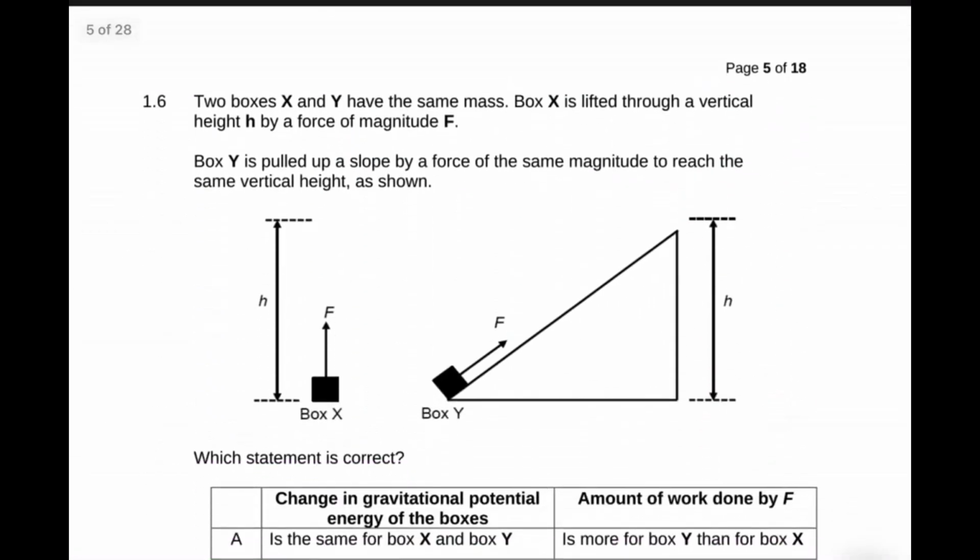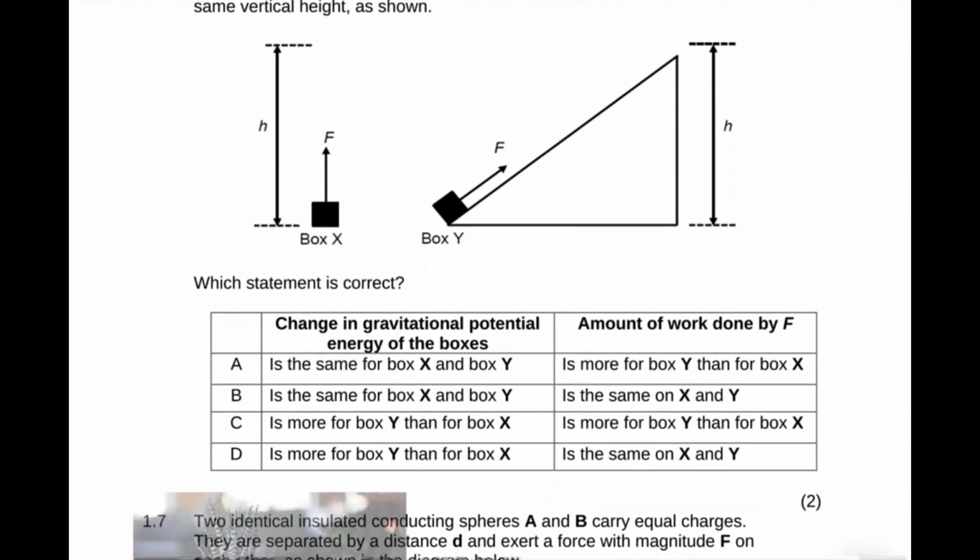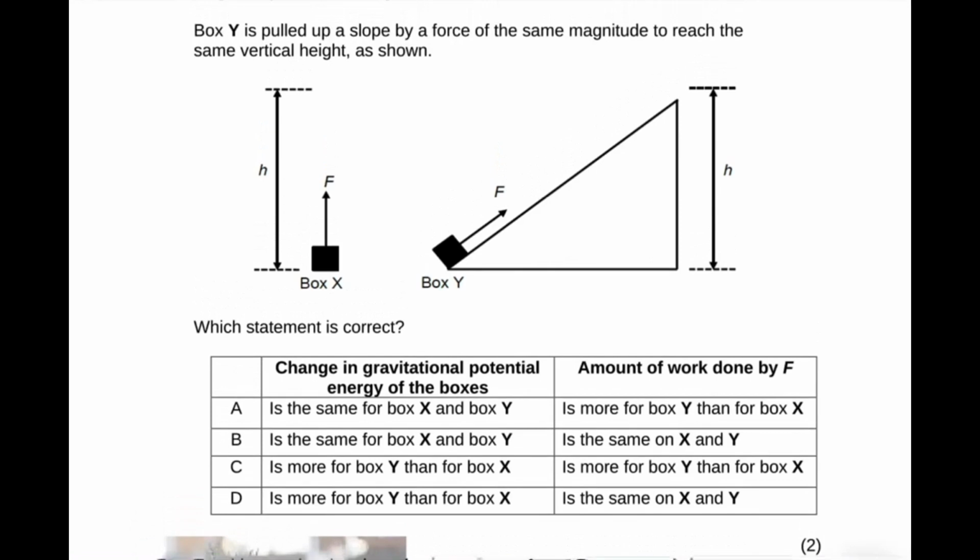Let's move to 1.6. 1.6 is: two boxes X and Y have the same mass. Box X is lifted through a vertical height by a force of magnitude F, and then box Y is pulled up a slope by a force of the same magnitude to reach the same vertical height as shown. And then which statement is correct? A says the change in the gravitational potential energy of the boxes is the same.